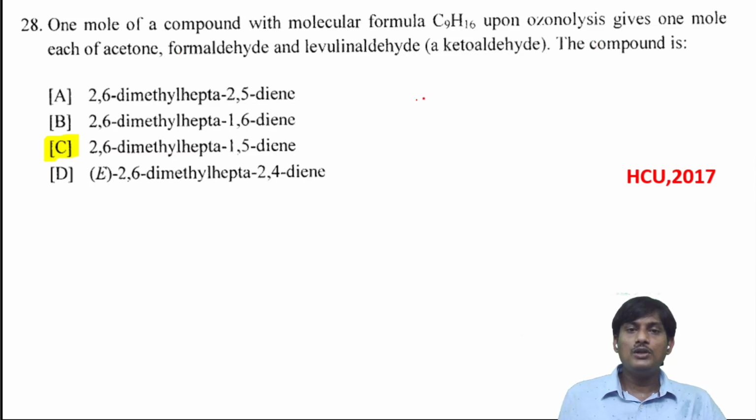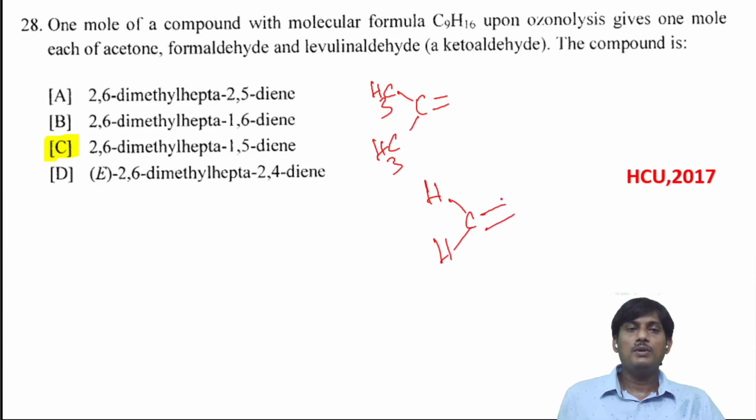To form acetone, the molecule should have a C double bond with CH3 and CH3. And to form aldehyde, the molecule should have this fragment, CH2 double bond C. Suppose you take 2,6-dimethyl hepta-1,5-diene: carbons 1, 2, 3, 4, 5, 6, 7, with the diene at 1 and 5, a methyl at 2, and also a methyl at 6.